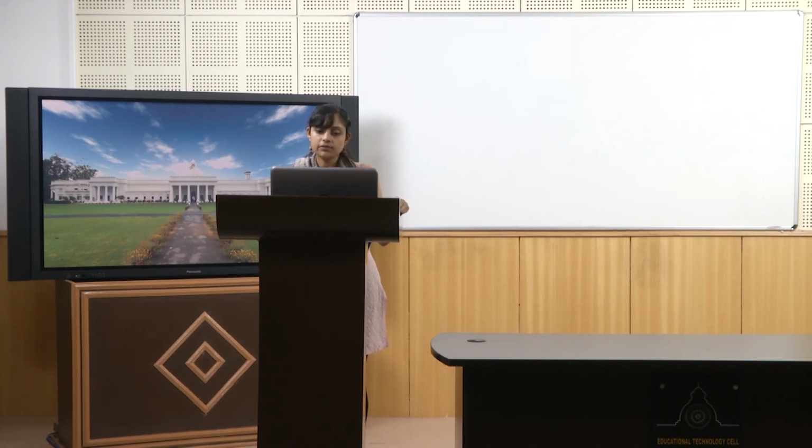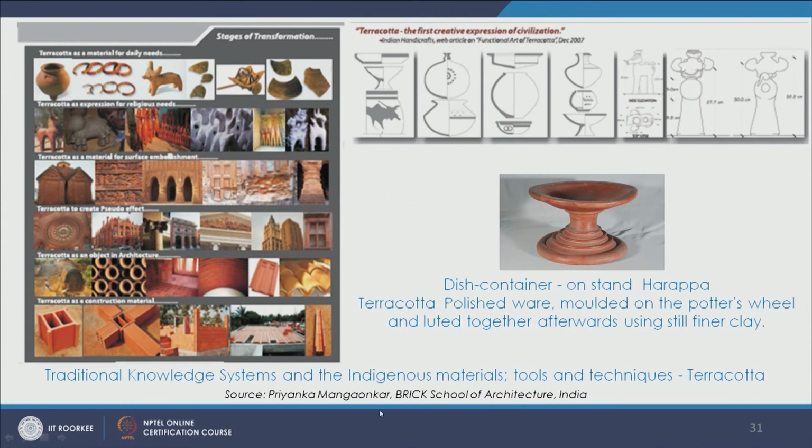We saw this very interesting slide, which is the work of Priyanka Mangaonkar. She is an assistant professor at the Brick School of Architecture, and we could see the stages of transformation of terracotta, how it was used as a material for daily needs, and then all these stages till today, where it is used as a construction material.